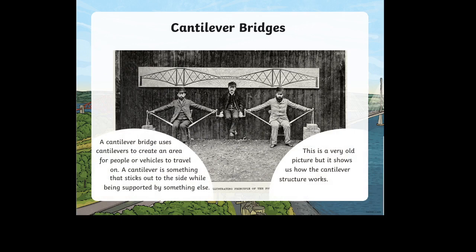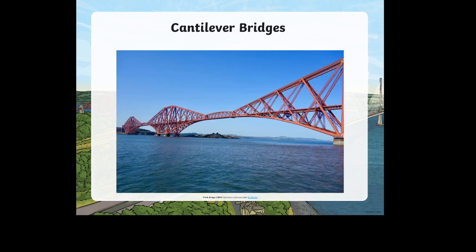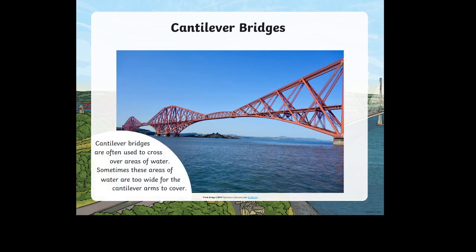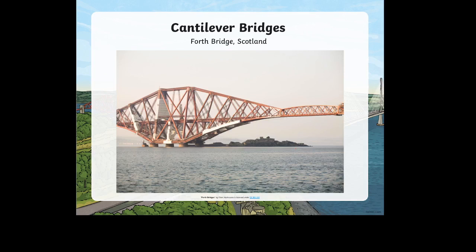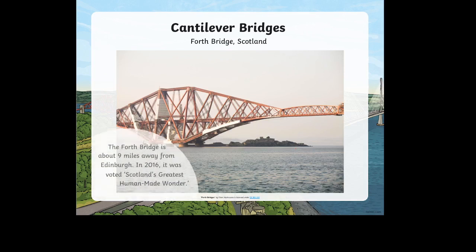This is a very old picture to show how it works. And here's some cantilever bridges. They're often used to cross areas of water. Sometimes these areas of water are too wide for the cantilever arms to cover. When this happens, an extra bridge can be added in between the two, and it's usually supporting beams and known as a truss bridge. So this is the Forth Bridge in Scotland.